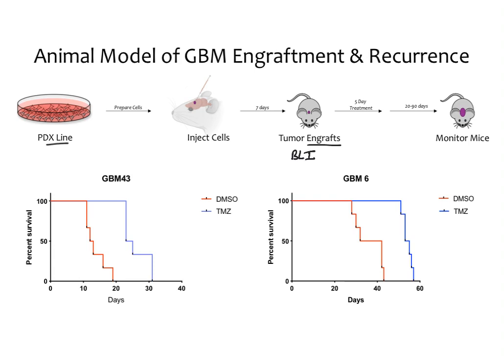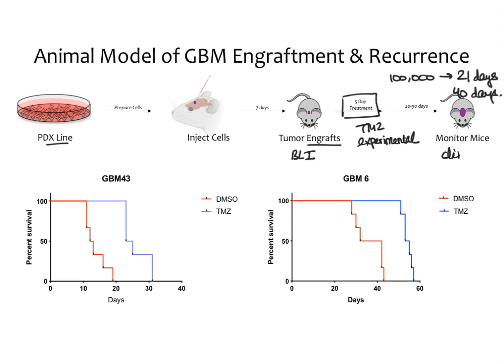Once we see that engraftment, we usually do a 5-day treatment. So this can be TMZ, it can be any sort of experimental treatment, anything that we're interested in at this point. And then we wait somewhere between 20 to 90 days. In our experience, if we inject 100,000 cells, we usually see about 21 days before the controls die, and about 40-ish days before the TMZ mice die. So we wait X amount of days, and we monitor the mice every day.